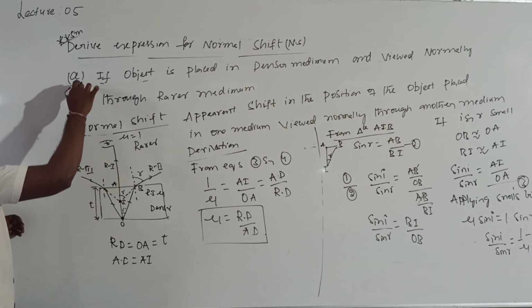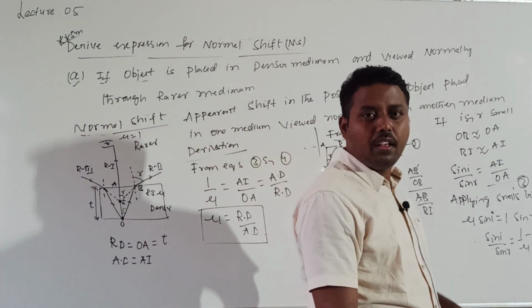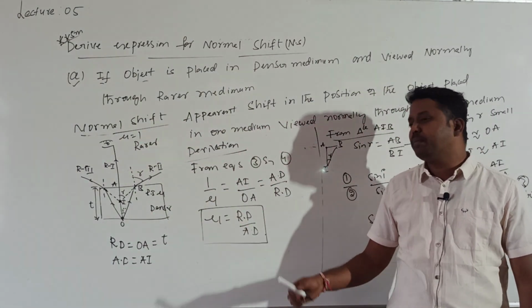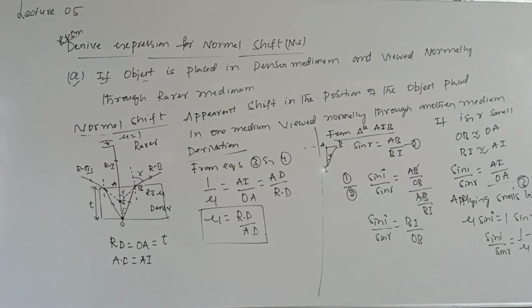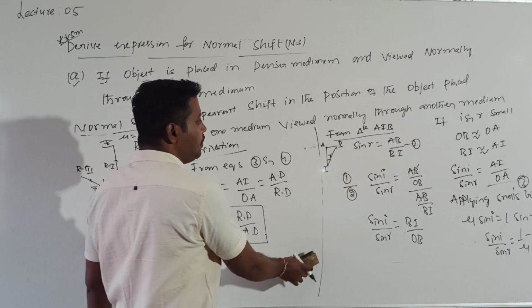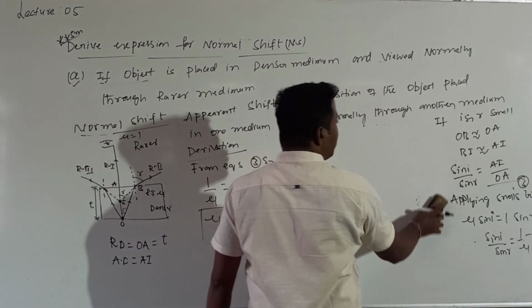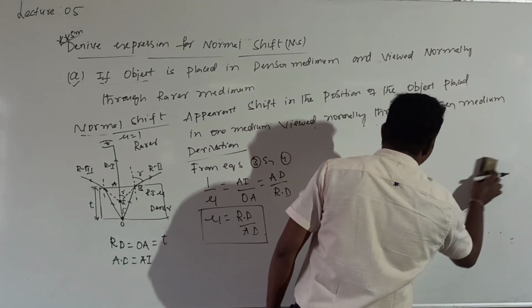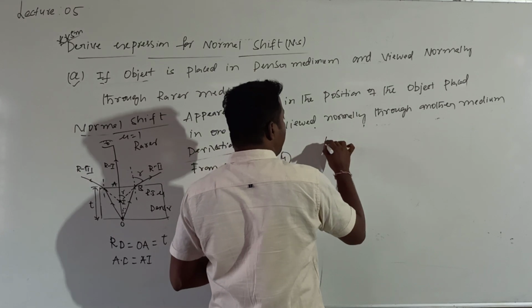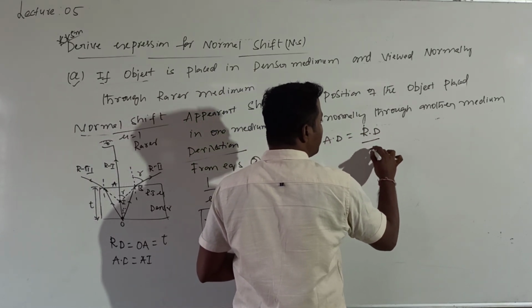So what is the relation between them? When an object is placed in a denser medium and viewed normally through the rarer medium, the refractive index is equal to real depth divided by apparent depth. Now from this, what is the apparent depth equal to? The apparent depth value is equal to real depth divided by mu.